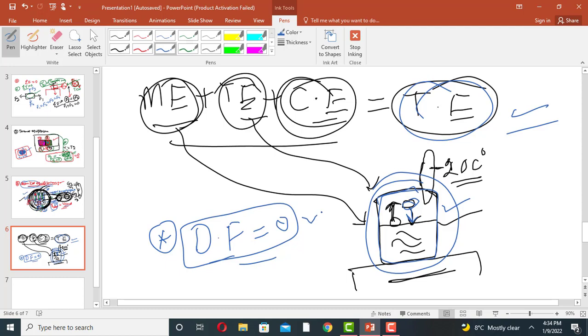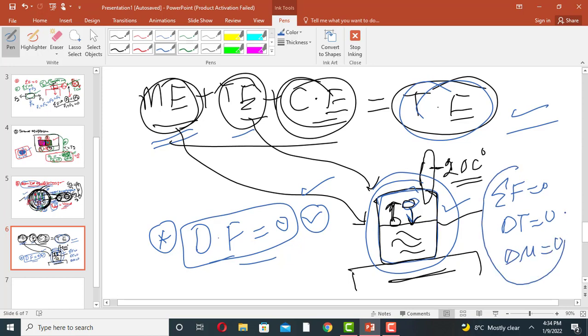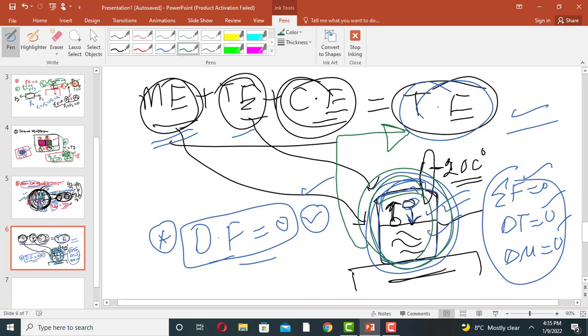The driving forces for thermodynamic equilibrium are the chemical potential, the temperature gradient, and the mechanical forces. So when the sum of forces becomes zero, when the temperature gradient becomes zero, and when the change in chemical potential is equal to zero, then when these three conditions are satisfied by this system, we will say that this system is in thermodynamic equilibrium.